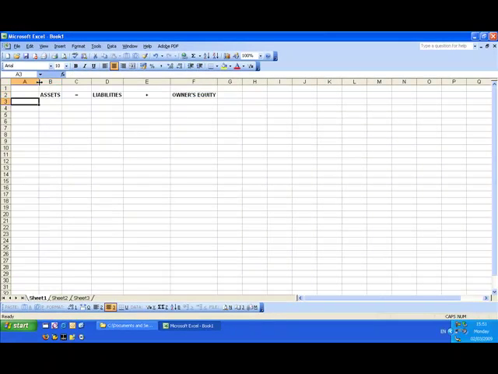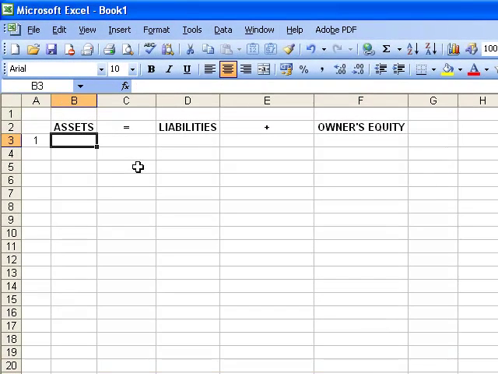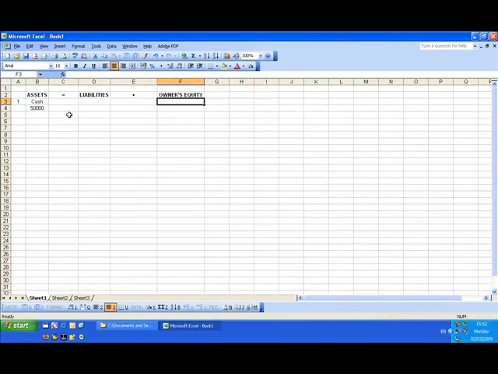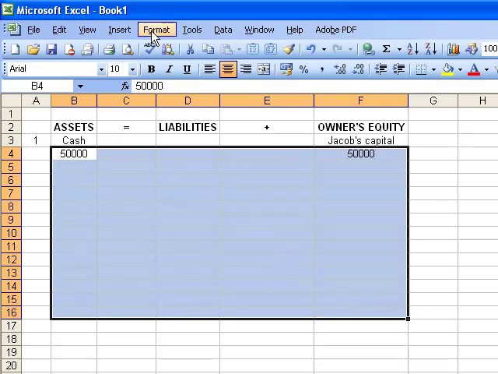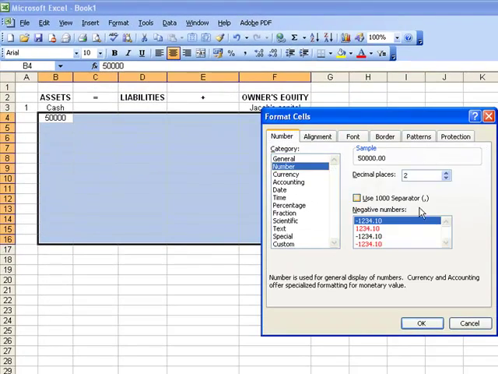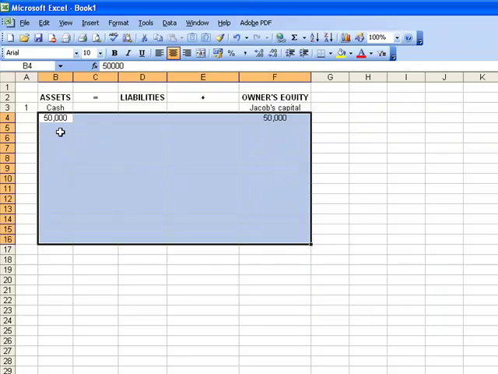Alright, let's assume that this first transaction is, let's label 1, and so how does it affect? We have cash of 50,000, and also we have Jacobs, the owner's capital, which is also 50,000. So in effect we have reached the balance. So let's apply some formatting for this number. Let's select this and then go to format cells, and let's make it numbered, but with no decimal places. So we apply this, and now it looks a bit better.